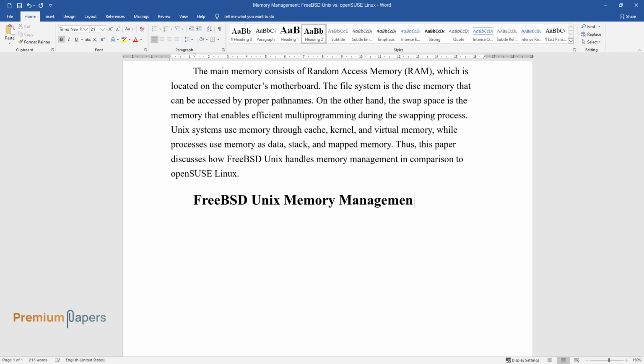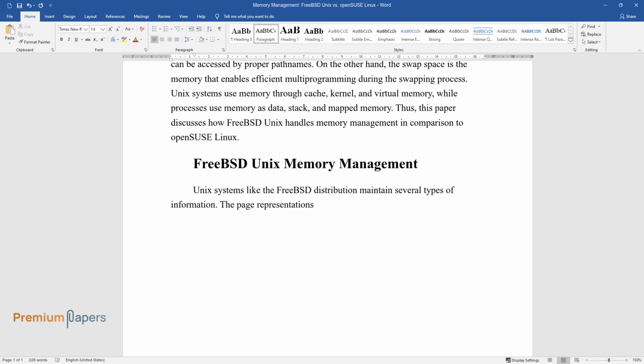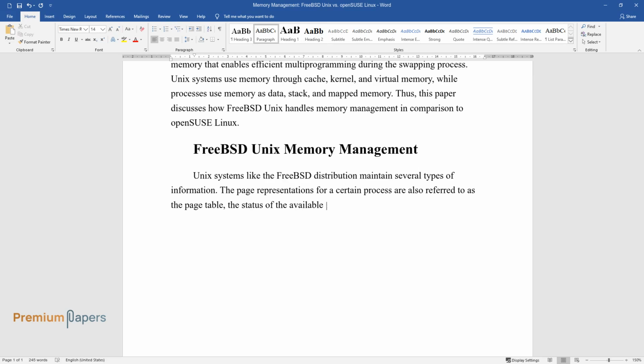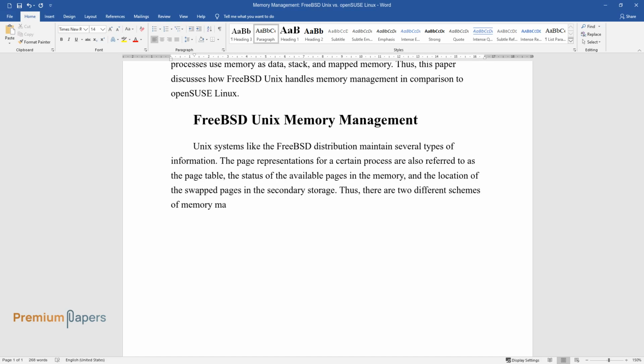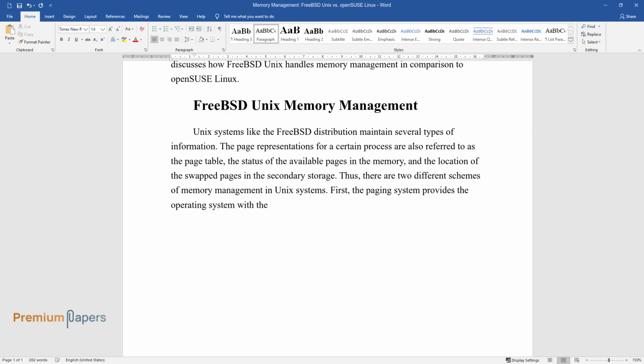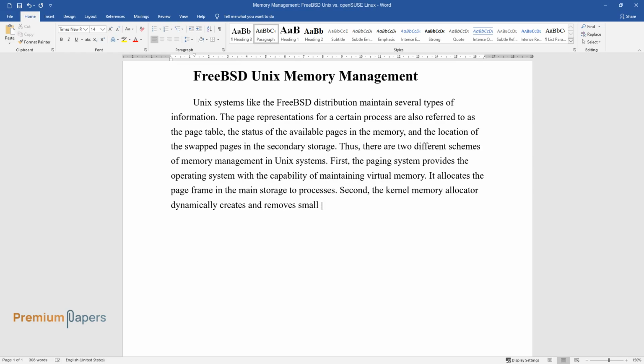FreeBSD Unix memory management. Unix systems like the FreeBSD distribution maintain several types of information. The page representations for a certain process are also referred to as the page table, the status of the available pages in the memory, and the location of the swapped pages in the secondary storage. Thus, there are 2 different schemes of memory management in Unix systems. First, the paging system provides the operating system with the capability of maintaining virtual memory. It allocates the page frame in the main storage to processes. Second, the kernel memory allocator dynamically creates and removes small memory tables.